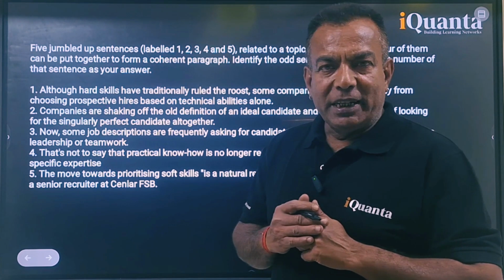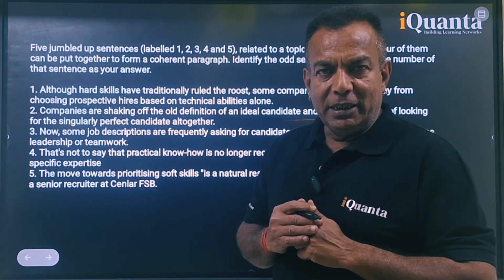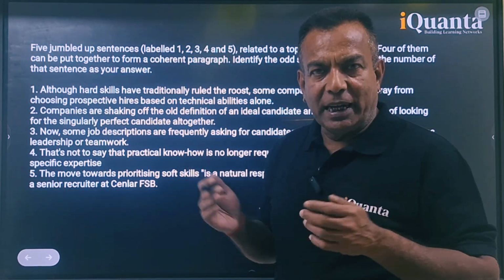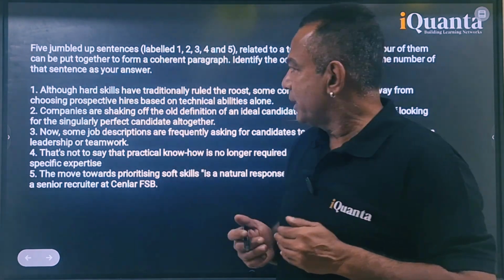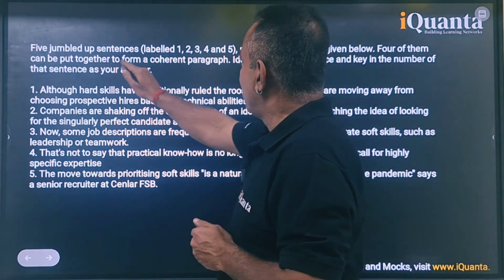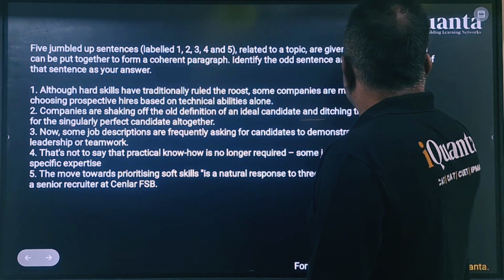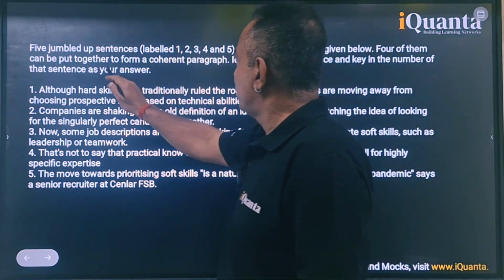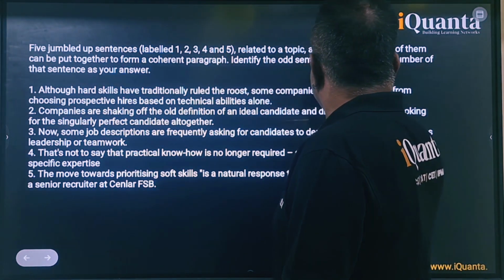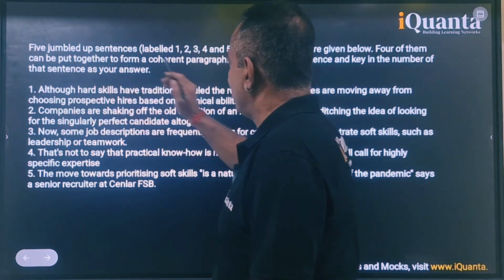So we have to find out which sentence is the odd one, which can be discarded in order to make the paragraph more coherent, that is easy to understand. आसानी से जिसको समझा जा सके. So here we have 5 jumbled up sentences labeled 1, 2, 3, 4, and 5 related to the topic given below. 4 of them can be put together in form of a coherent paragraph. Identify the odd sentence and key in the number of the sentence as your answer.